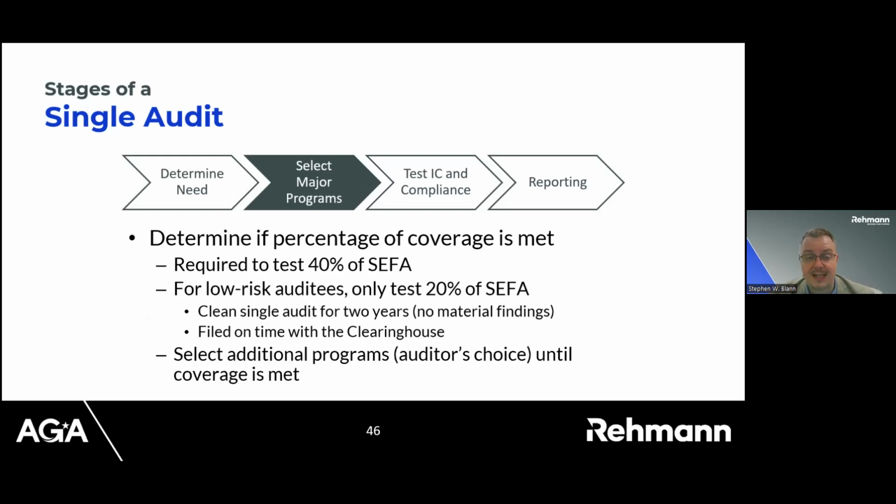If you're an auditee who has had a consistent track record of single audits filed on time without material findings, the auditor only has to cover $1 for every 5 on your CFA, 20% coverage. Now, if not, 40% coverage. And the auditor will pick 1 or more major programs until they've got that mix. So you can be guaranteed there will be at least 1 major program, maybe more. You can be guaranteed that any program bigger than $750,000 will be tested at least once every 3 years. It might be every other year. It might be every year. There's a lot of math that goes into picking those programs, but any big program is going to get tested at least once every 3 years.